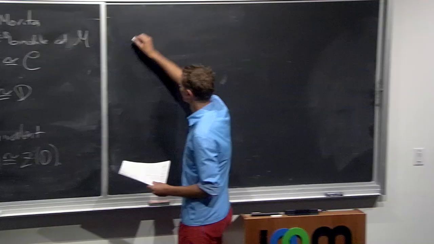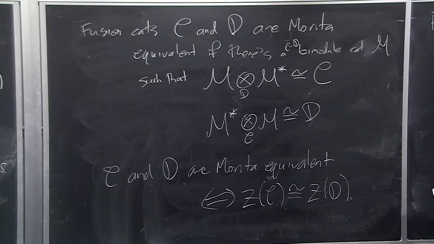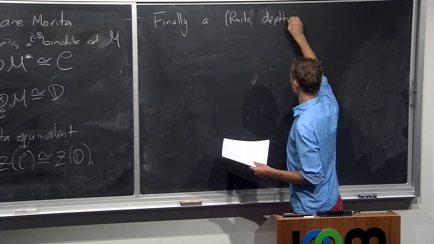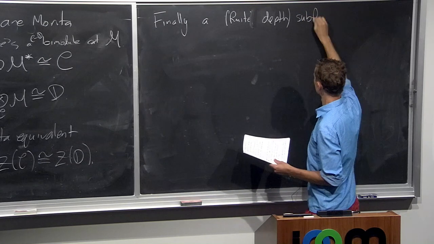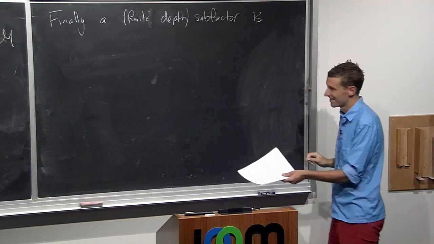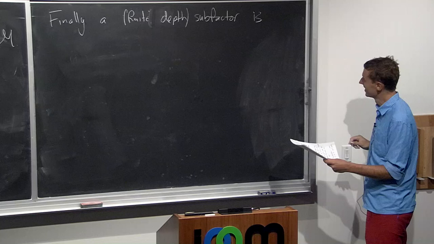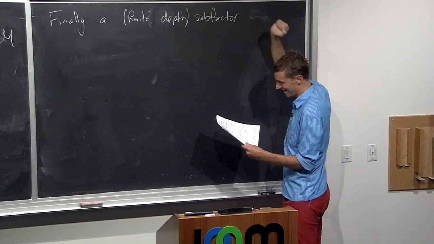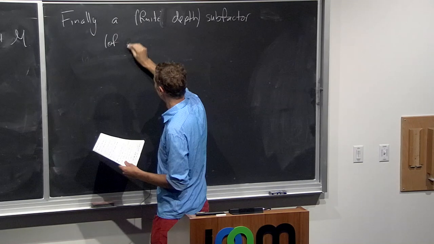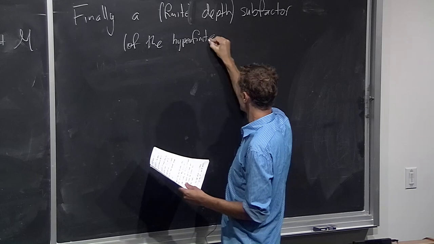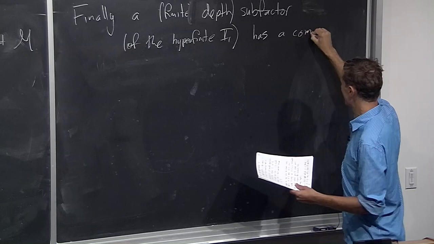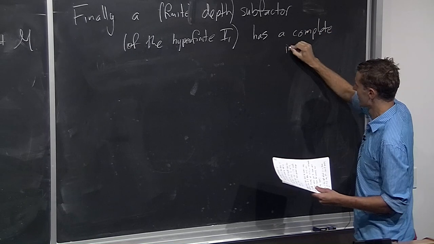Okay, so finally, a finite depth subfactor is, except Vaughan Jones and Sorin Popa are both in the audience, so I can't actually say is here without giving someone a heart attack. So let me say a little bit more. Of the hyperfinite II_1, everyone can ignore that, has a complete invariant, which everyone else in the audience can read as is.